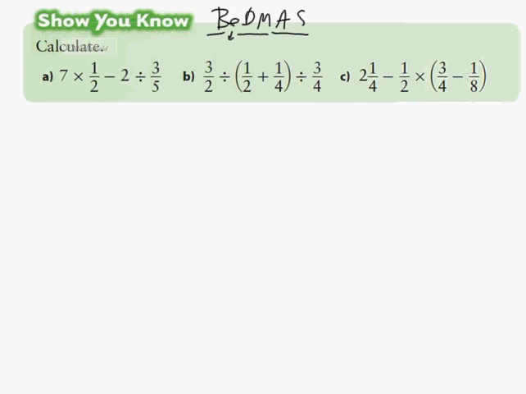The second question is 3 halves divided by the sum of a half and a quarter, divided by 3/4. So in this one, I actually have a bracket. So the first thing I'm going to simplify is what's in the brackets. I can actually do this mentally. A half plus a quarter is actually 3/4. But if you can't do that mentally, you've got to find your common denominator. 1/2 is actually 2/4. 2/4 plus 1/4 is 3/4. So the sum of those two in the brackets is going to become 3/4.